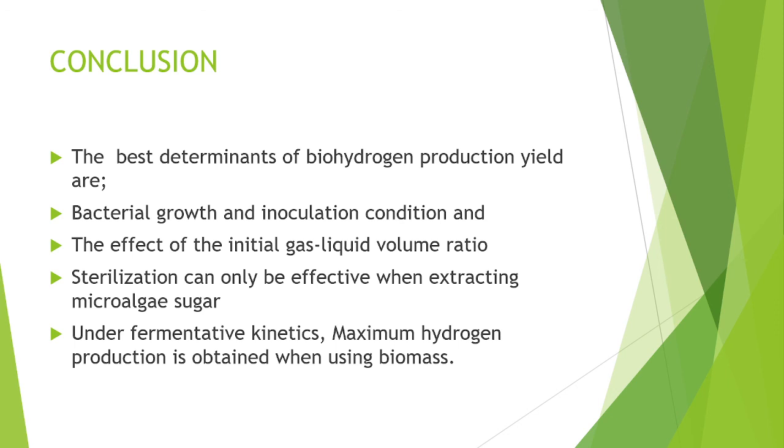So what is our conclusion? We come to our conclusion that the best determinants of biohydrogen production are the bacterial growth and inoculation condition, the effect of initial gas-liquid volume ratio, sterilization procedures, and the fermentative kinetics, which help in yielding maximum hydrogen production by using the biomass.